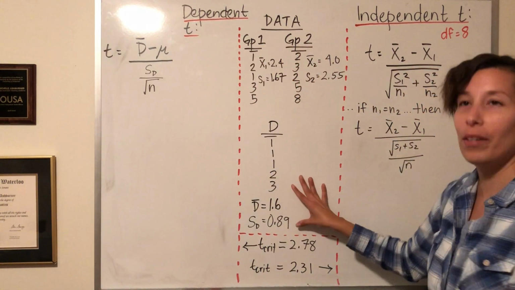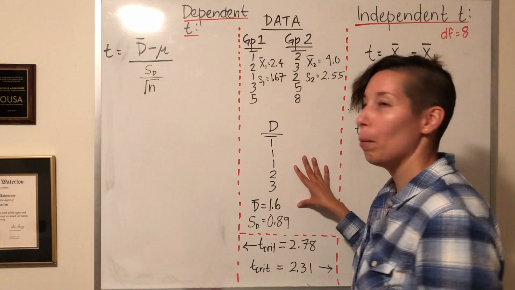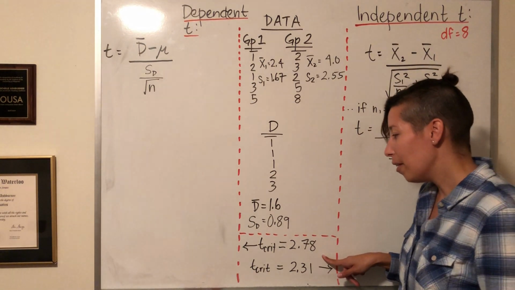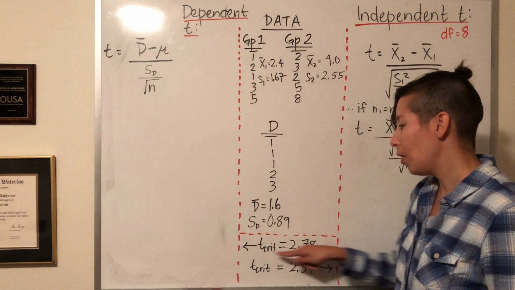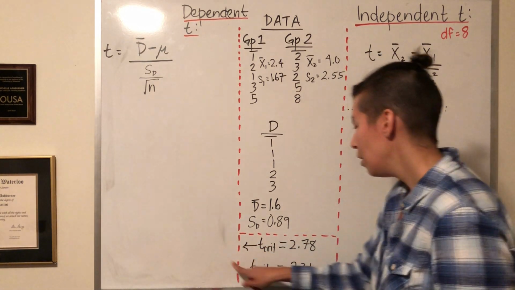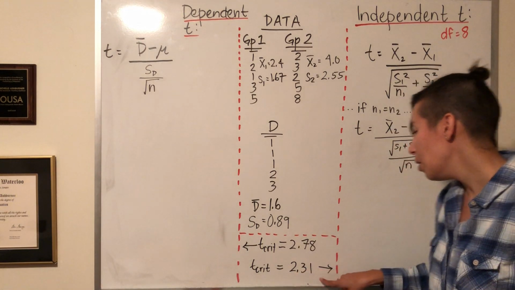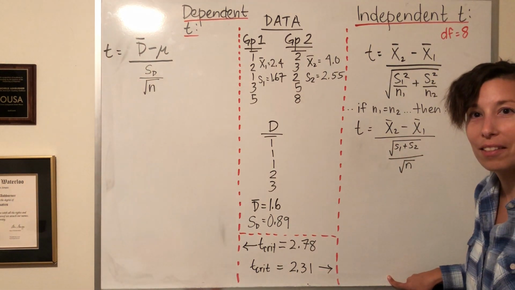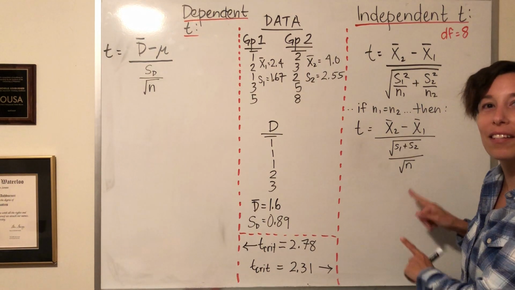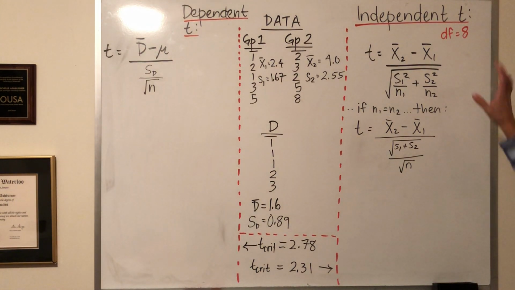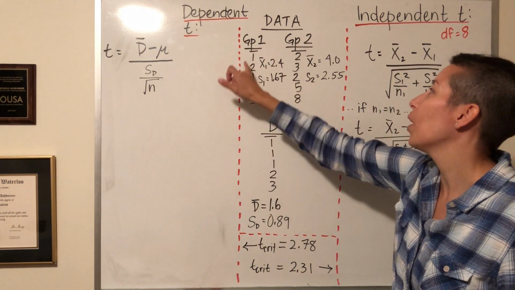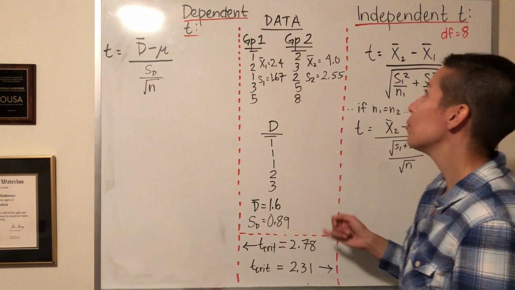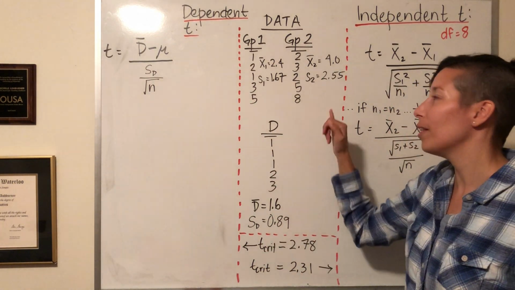This is the data with some descriptive statistics already in place. Hiding down here are some critical t-values. This critical t-value applies to the dependent t-test. This critical t-value applies to this independent t-test. By the way, this is where the independent t-test computation lives. So I've written down some formulas. And the data here, so group 1 has observations 1, 2, 1, 3, and 5. Group 2 has observations 2, 3, 2, 5, and 8.